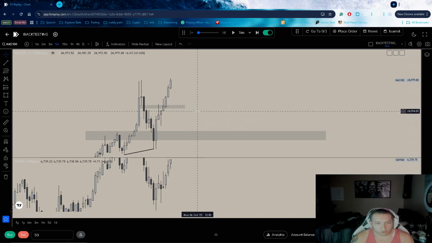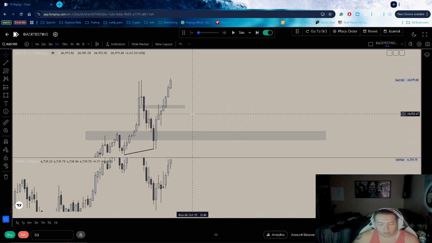And all I'm doing is just trading with the trend, following the 5 minute. If the 5 minute is bullish, I'm looking for bullish trades. If the 5 minute is bearish, I'm looking for bearish trades. Simple inversions, coming off of a fair value gap with liquidity sweep, and the SMT is a nice bonus. It's not needed, but it's a nice bonus.